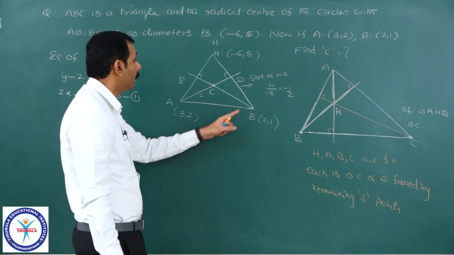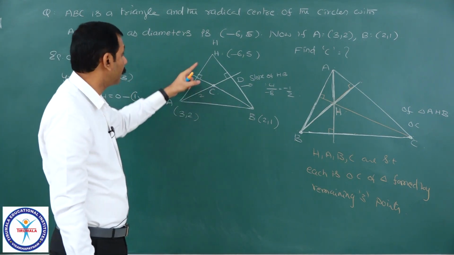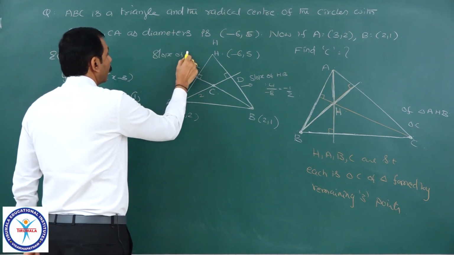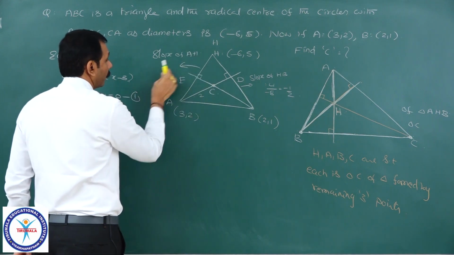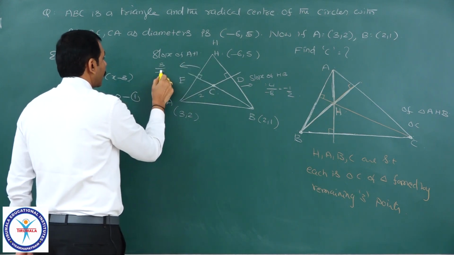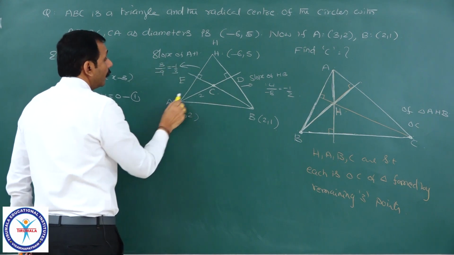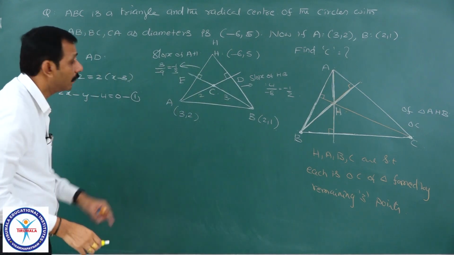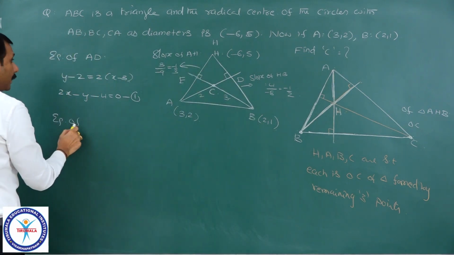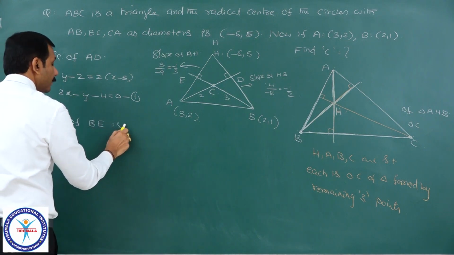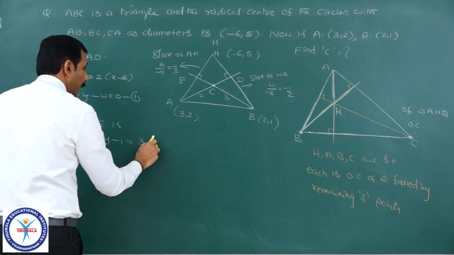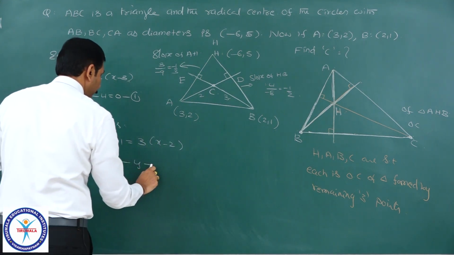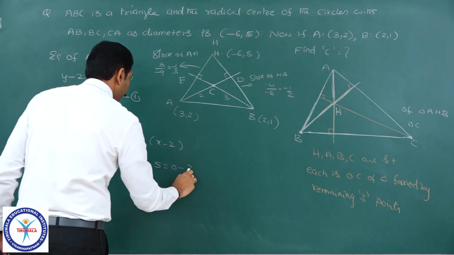And next, similarly, I want the equation of BE, which is the other altitude of the triangle. I write the slope of AH. What is the slope? 5 minus 2, that is 3, by minus 9, which is equal to minus 1 by 3. Therefore, the slope of this altitude will become 3, because it is minus 1 by 3. Therefore, the equation of BE is y minus y1 equal to 3 times x minus 2, or 3x minus y minus 6 plus 1, that is minus 5, equal to 0. Equation 2.